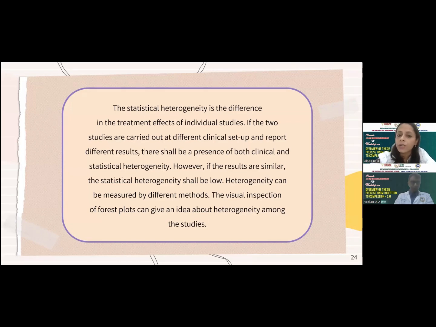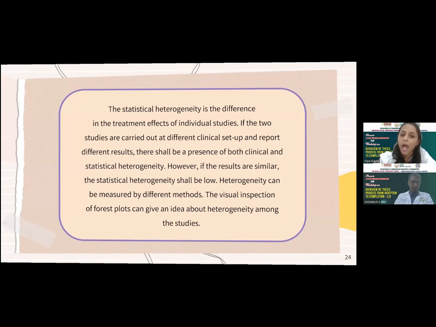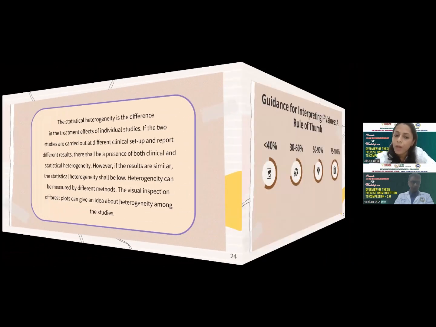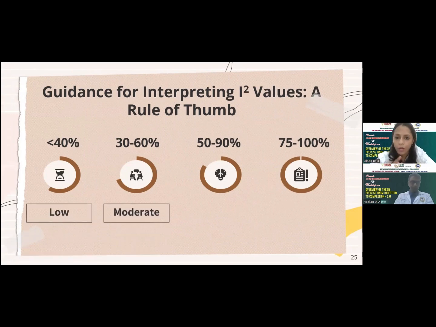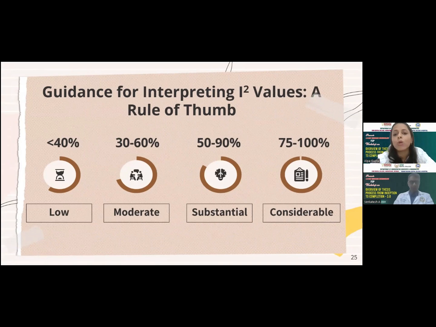The statistical heterogeneity is denoted by the I-square value, which will be given by your forest plot, and you can see your I-square value through the forest plot. It is a rule of thumb given by the GRADEpro GDT handbook. That is, if the heterogeneity is less than 40%, meaning the value of I-square is less than 40%, the statistical heterogeneity is low. And if it is moderate, the value will be 30 to 60%, substantial 50 to 90%, and considerable 75 to 100%.